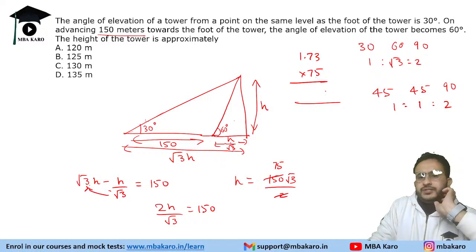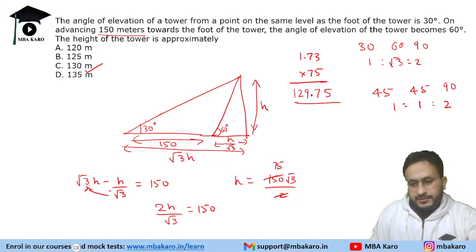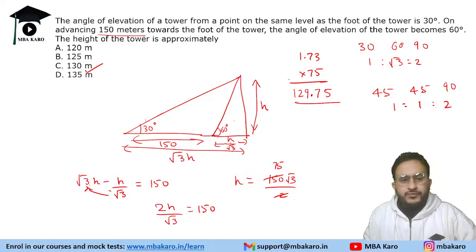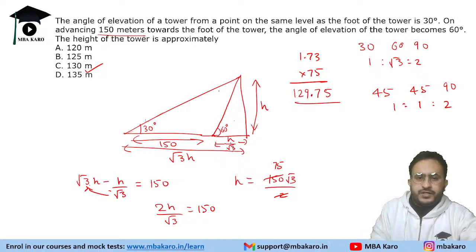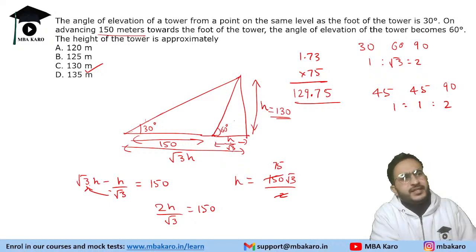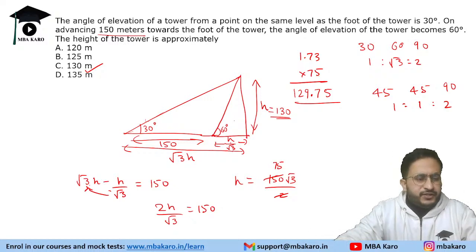75 into 3 is 225, 22 carries, that is 525, 547, 54 carries 129, 129.75, which is approximately 130 meters. So that will be 75 root 3, which will be approximately 130. So that will be the height. Okay, so heights and distances. There was a question this time. In the first lot, they did not have any question on heights and distances, but the second one they had. Probably you can get one this time also.